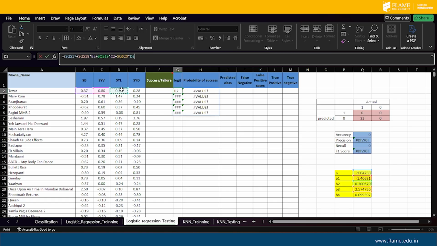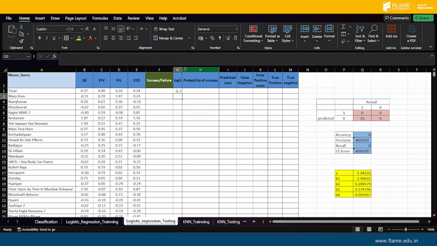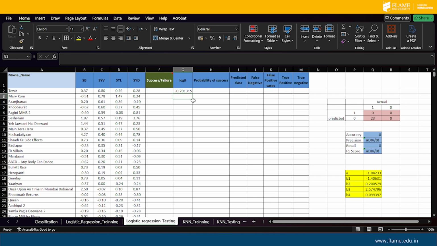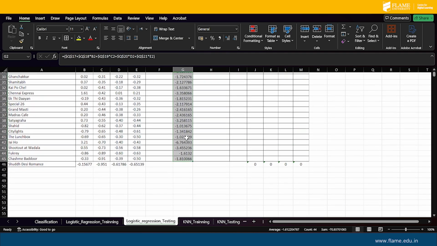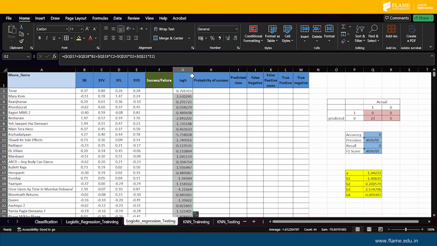plus the fourth coefficient into this value of the fourth feature. So once you hit enter, you will get the logit value, and now you just drag this for all the cells, so you will get the logit value for every training data point.